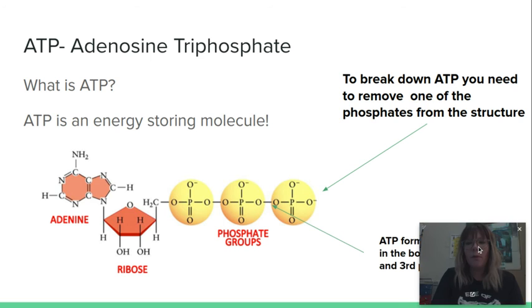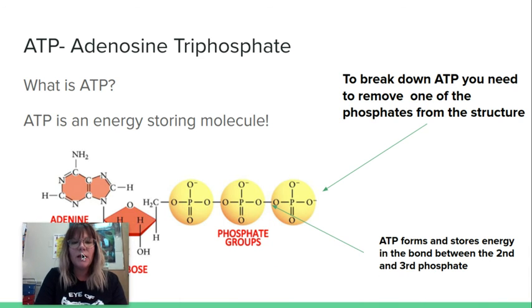When we form ATP, we are breaking and forming this bond right here. So ATP forms and stores this energy in the bond between the second and third phosphate. So when we make ATP, that energy is stored there. When we make ADP, when we're breaking apart ATP, that's where the energy is released from. And this is where we're going to talk a lot more about the reduction and oxidation of molecules when we're gaining and losing electrons.